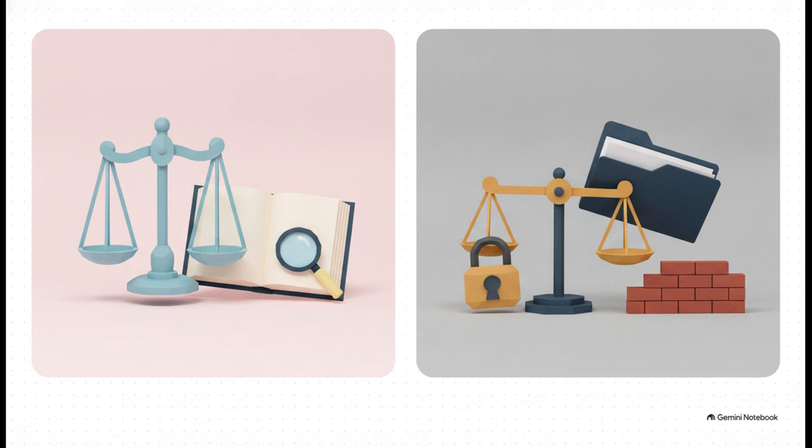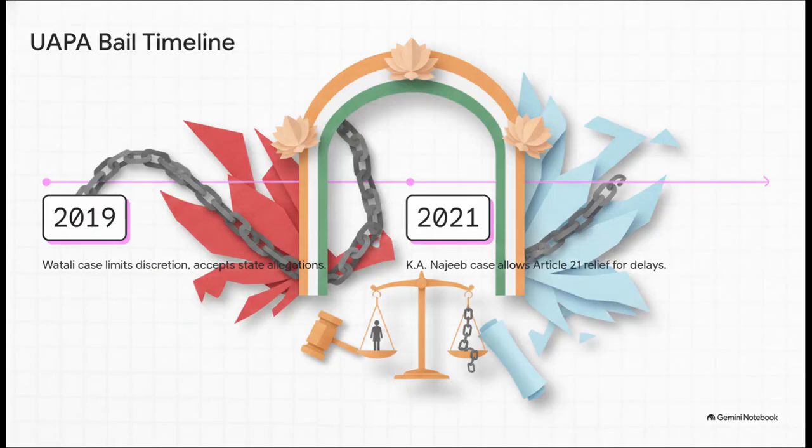But under UAPA Section 43D(5), that entire concept gets flipped on its head. The judge essentially has to accept the investigating agency's charge sheet at face value. If the allegations look prima facie, or true on the surface, bail absolutely must be denied. The accused can't even bring in outside evidence to defend themselves at the bail stage. So how does this actually play out in the real world?